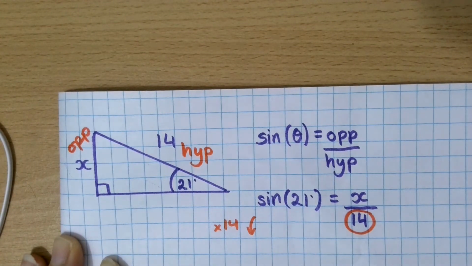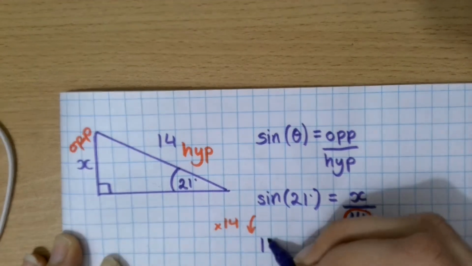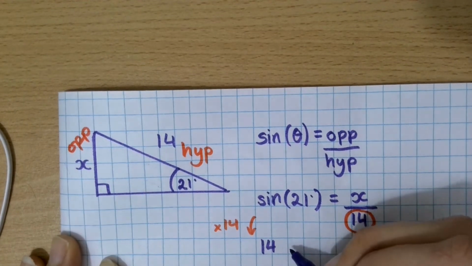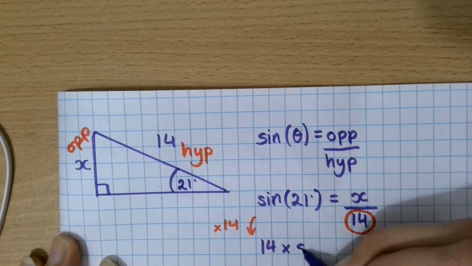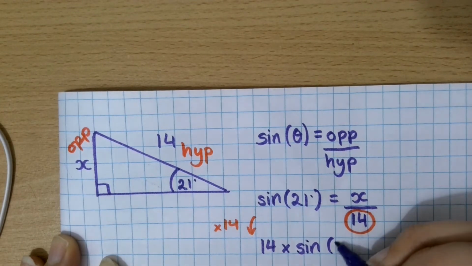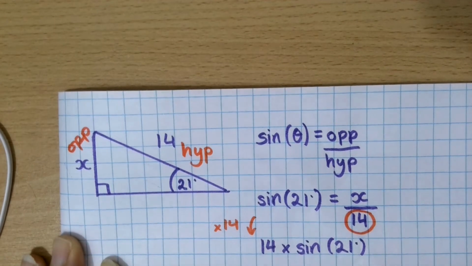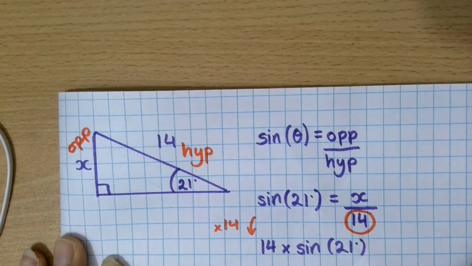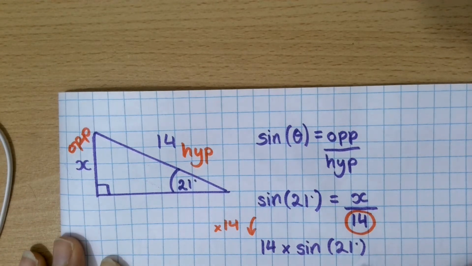So that gives me 14 times sine 21 degrees. Now, if this was in a GCSE paper, this would probably get you 2 out of the 3 marks. So even if you've forgotten your calculator, doesn't matter. You've got 2 out of your 3 marks straight away, just by writing down this stage here.